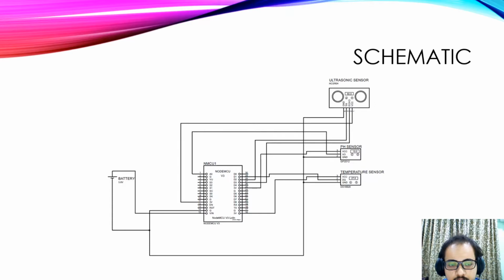So then we use the battery, which is 3.6 volt, to power up our NodeMCU. This battery can be rechargeable. We can also substitute it with the solar panel, and this can make our project much more green. But due to this pandemic, we didn't manage to get the solar panel.